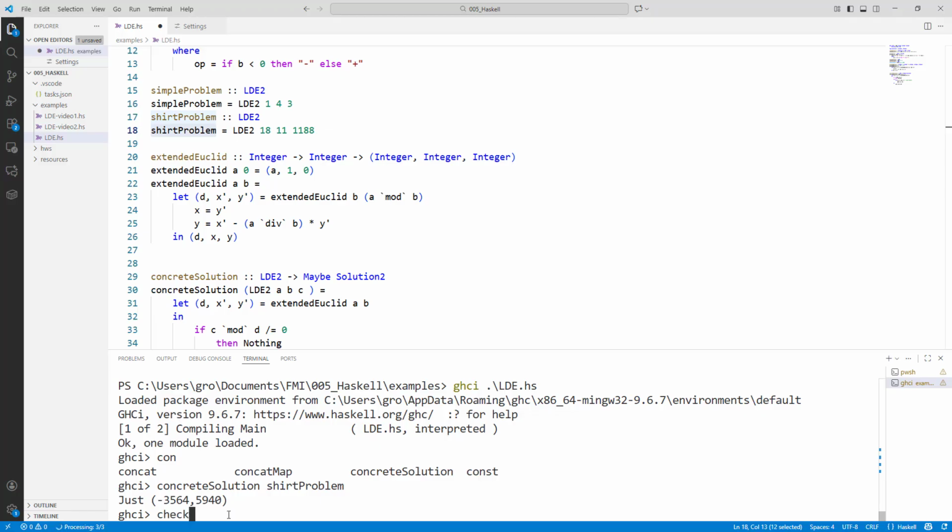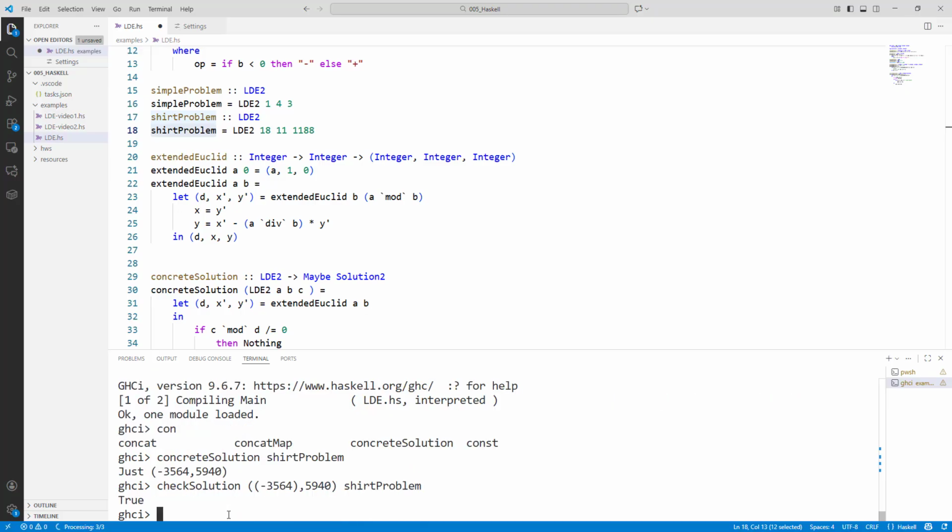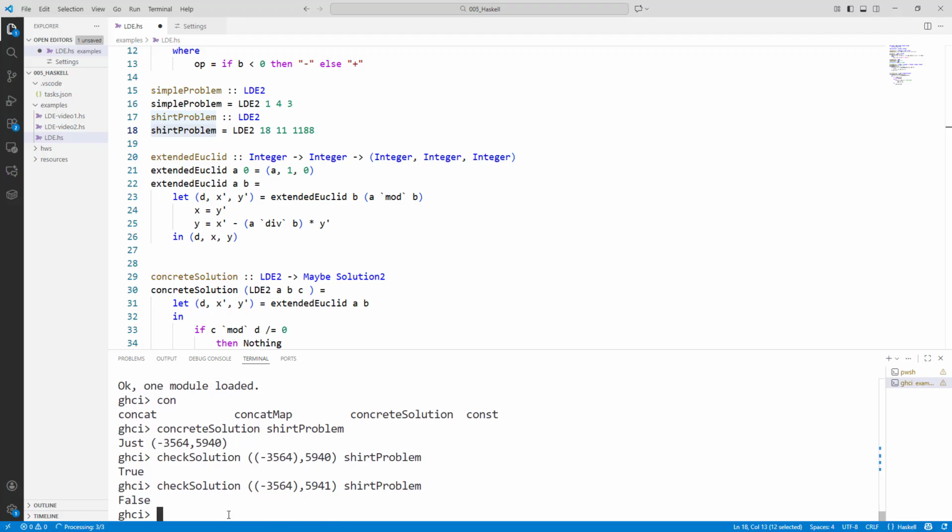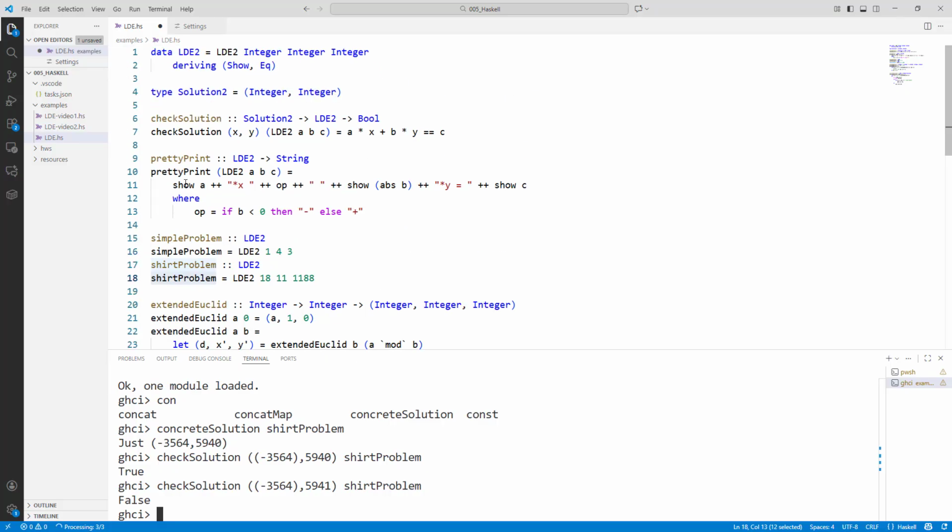because we also built a check function, check solution, and entering the numbers. Numbers are usually minuses in parentheses if they are with minuses, otherwise no. And here it would be like this, the shirt problem, and it's going to say true. And if we just change something like this, it's going to say false. So obviously this is the check solution function here.